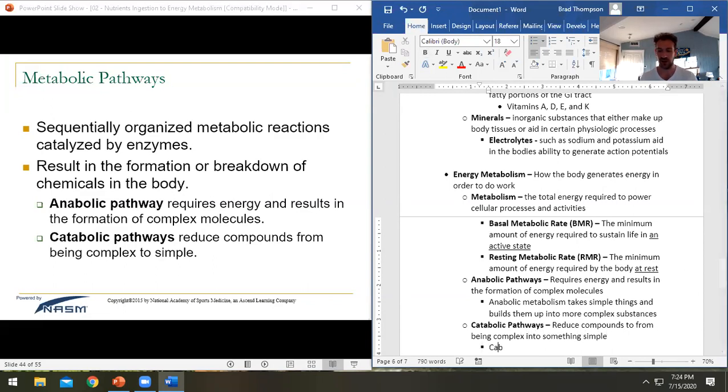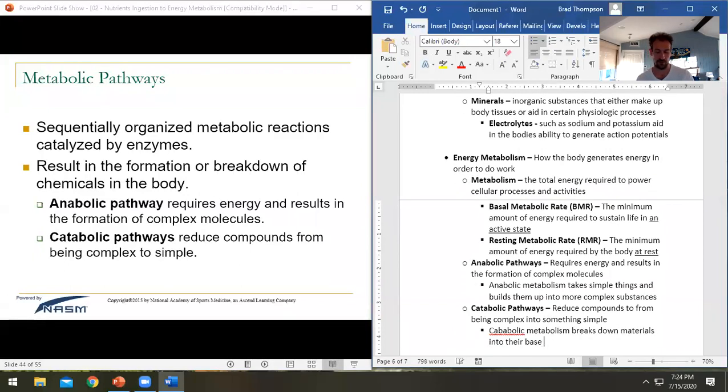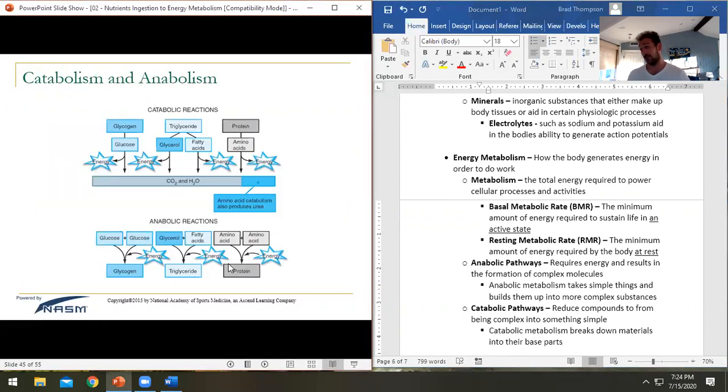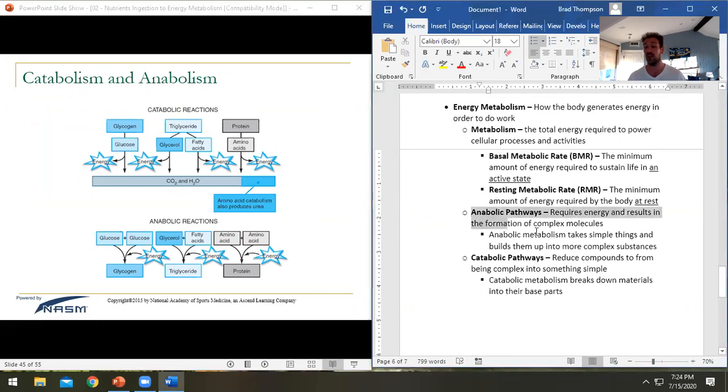So catabolic metabolism breaks down materials into their base parts, right? So your catabolic metabolism, digestion's a very good example. Your anabolic metabolism is like building muscle. But you know what's funny? Working out is catabolic. You're damaging your muscles. I went for a run earlier today, beat myself up, right? Like my body got all beat up. And then afterwards, I drank a protein shake to hopefully fuel anabolic pathways afterwards, right?